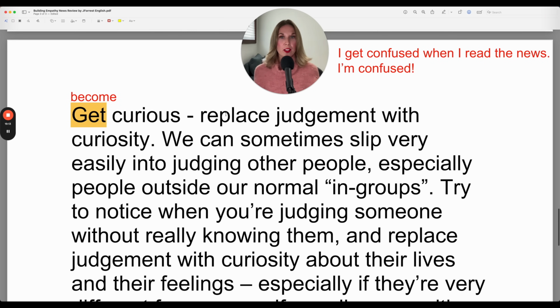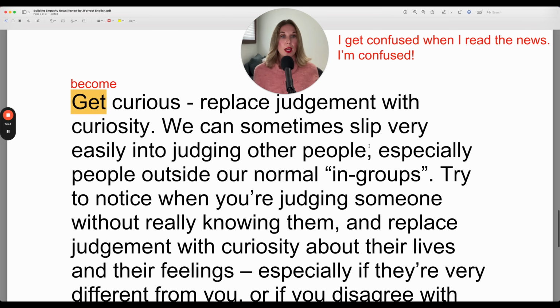So get curious, replace judgment. Again, this is that imperative because it's the base verb to start the sentence. That's how I identify it. It's the base verb that starts the sentence and it's an instruction. Replace judgment with curiosity. This is what the article wants you to do.